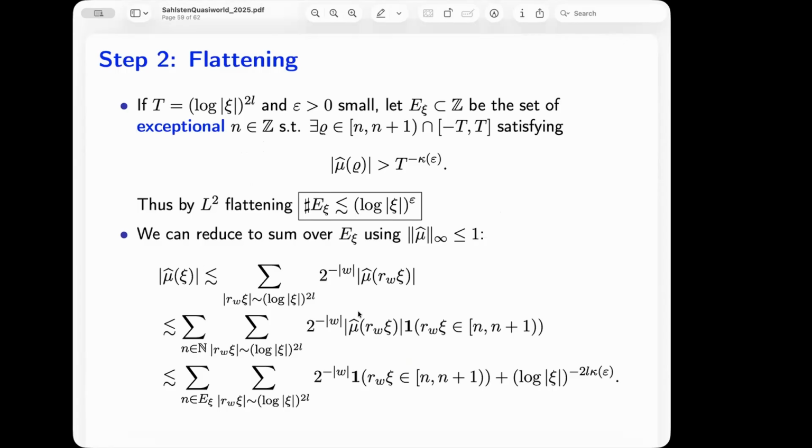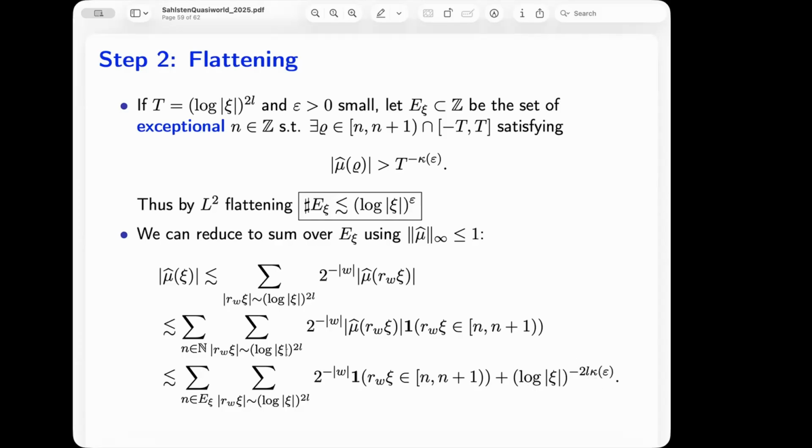And now you can split the Fourier transform into two parts. You cover the frequencies by intervals, the bad ones and then the good ones. And in the complement, we actually have polylogarithmic decay. So this is a way to prove not power decay, but polylogarithmic decay of the self-similar measure.